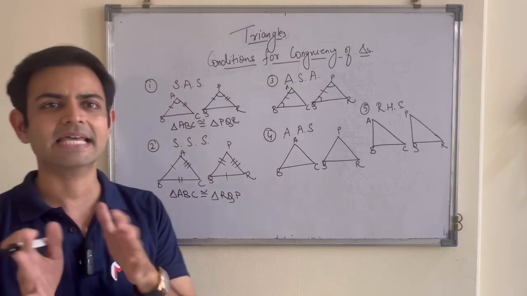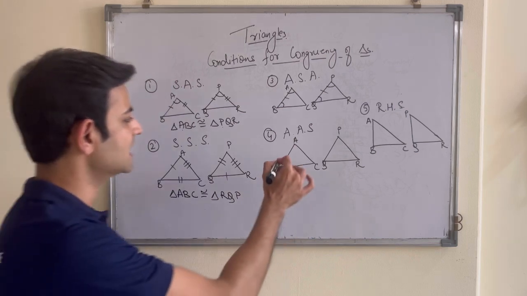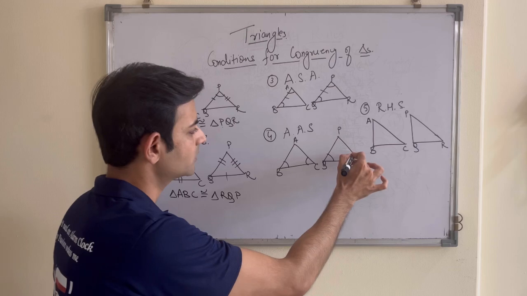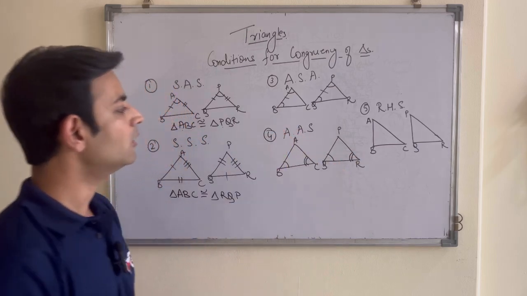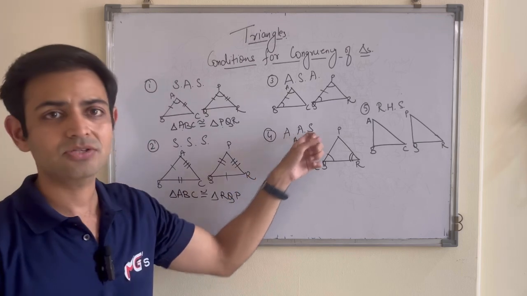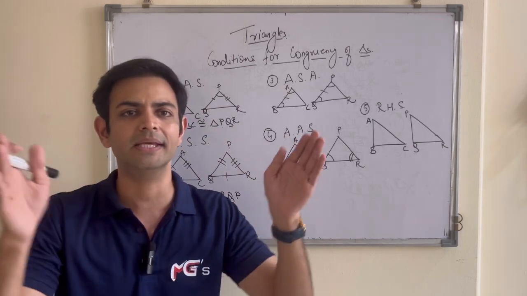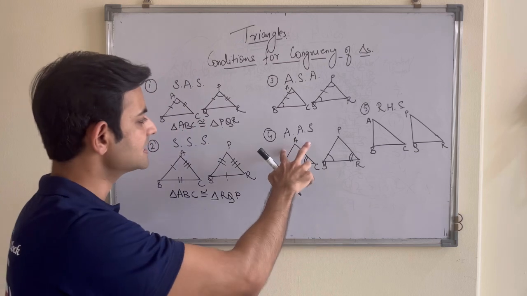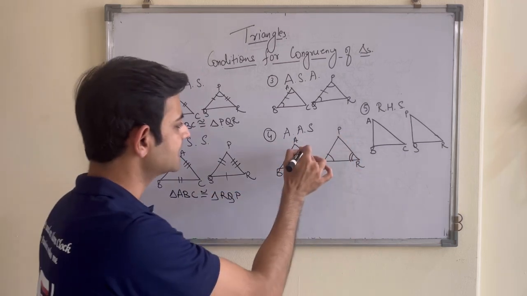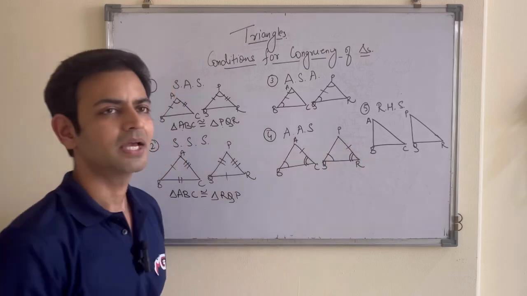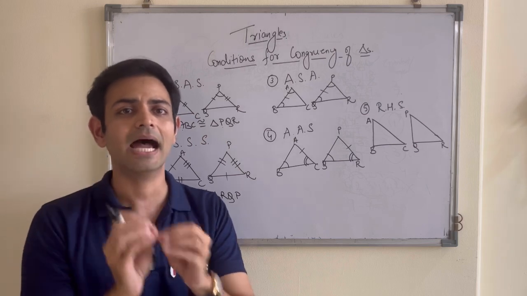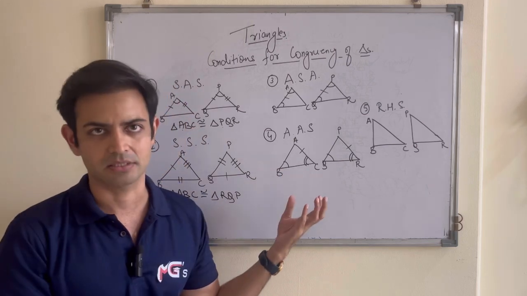Fourth criteria is angle, angle, side. So as the name says, let's say this angle is equal to this angle, and this angle is equal to this angle. Now you can't choose BC as the side, because the other side has to be not included between the angles. So it can be this, this, this, or this. Anything is fine. So let's say this is equal to this. So this is my angle, angle, side. The side does not have to be included between the angles.